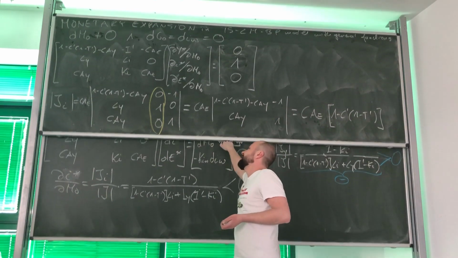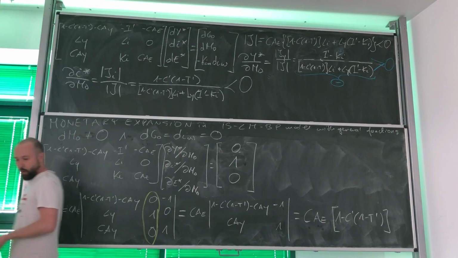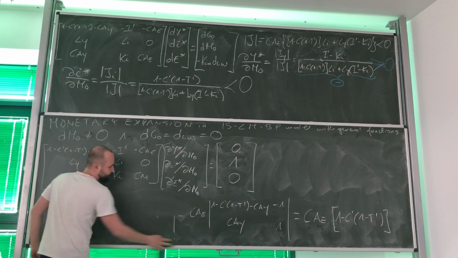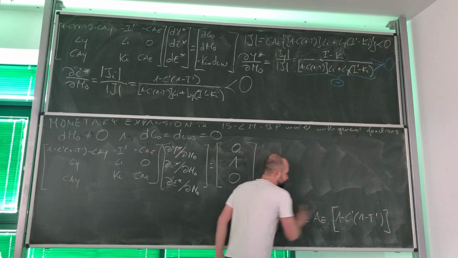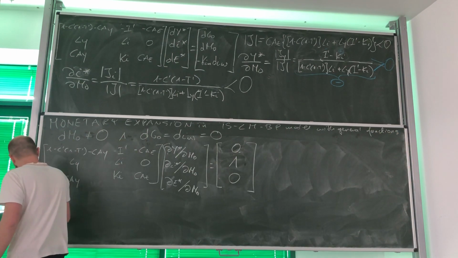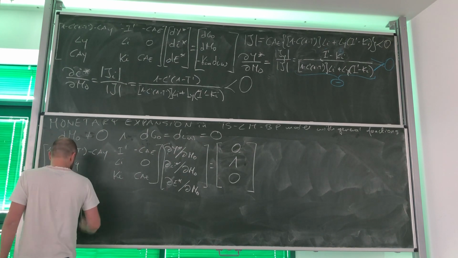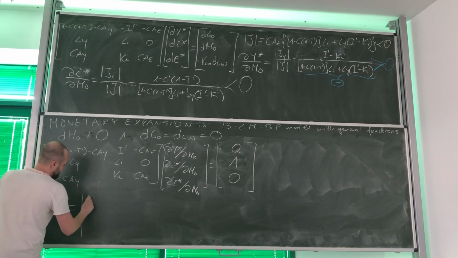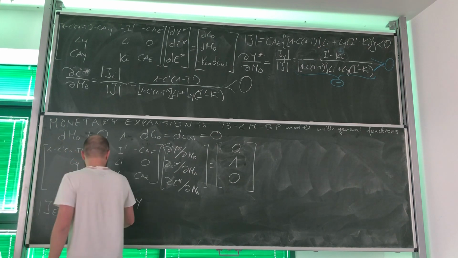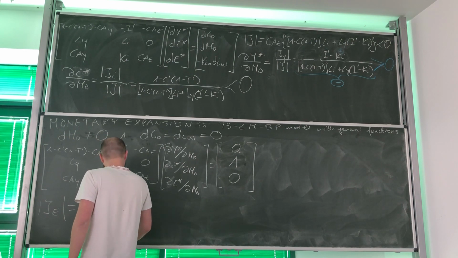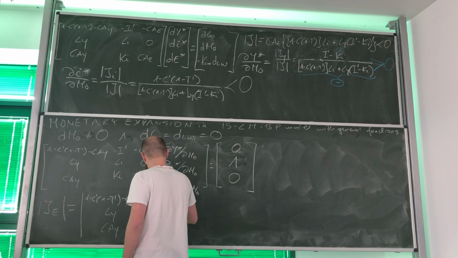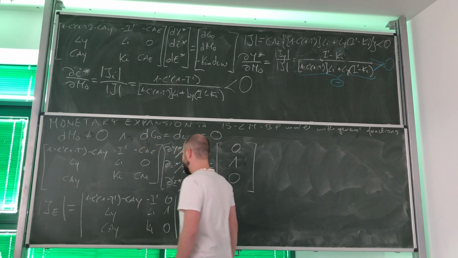Okay, so finally, one thing we haven't done. What does an increase in money supply do to the exchange rate? Okay, so now we calculate Jacobian E, and we leave the first two columns the way they are. And we put this over.